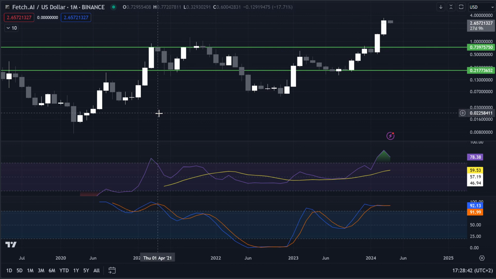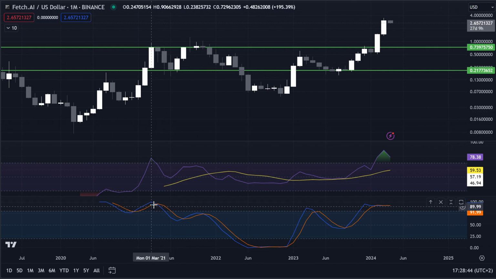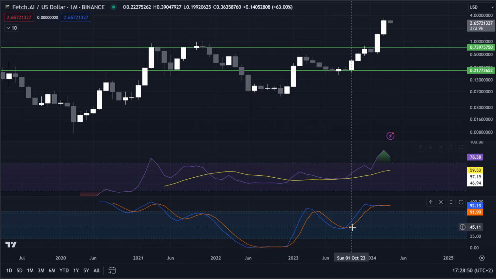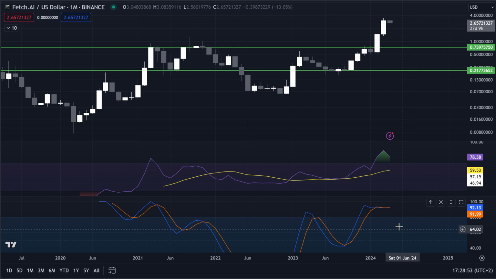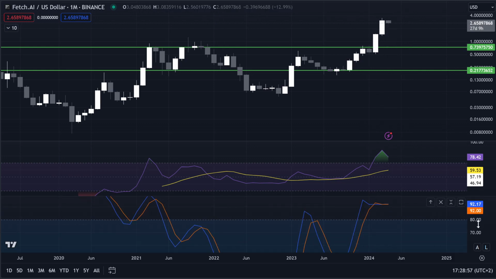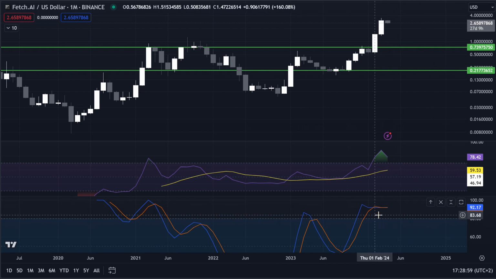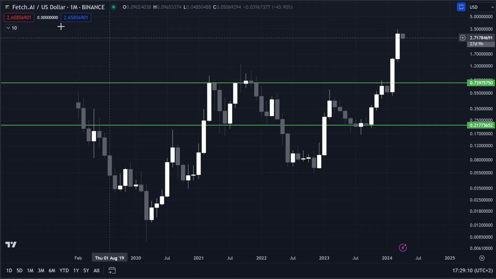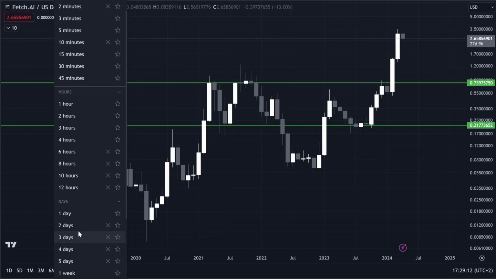Then we also check our stochastic RSI. Here we had the cross down, and the cross down led to the drop. Again here, cross down, drop, cross down, drop. At the moment we have a cross down but not confirmed yet. The stochastic RSI is a bit fluctuating. We have to monitor that because it's really important if you want to confirm a possible wider correction.